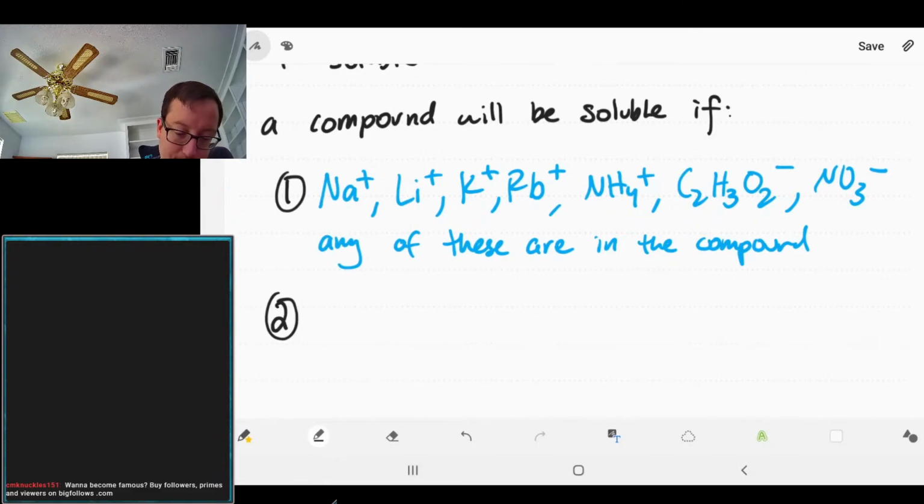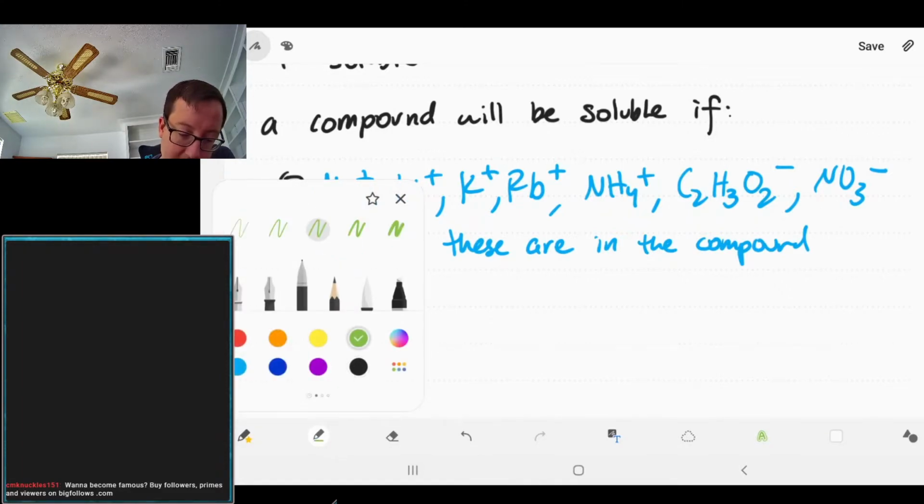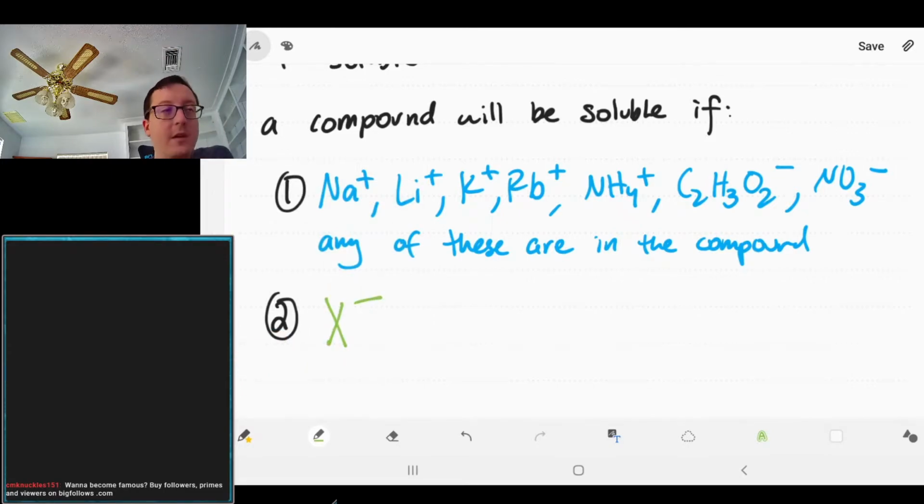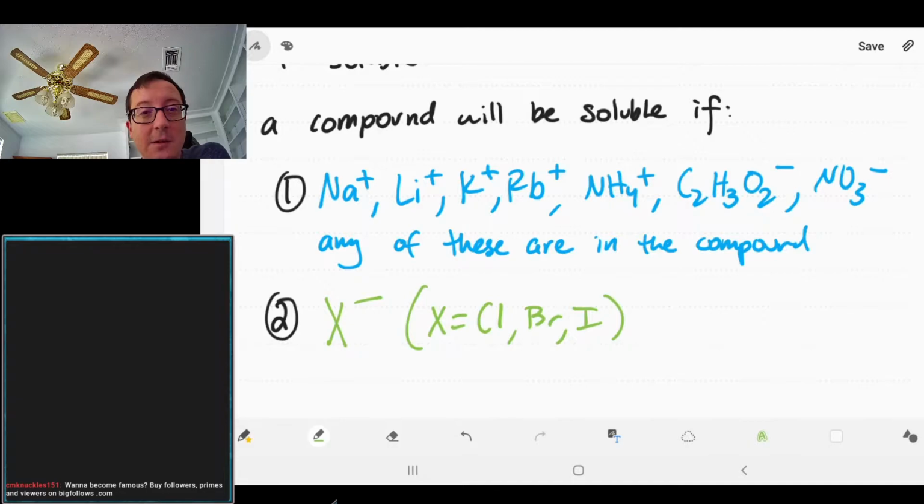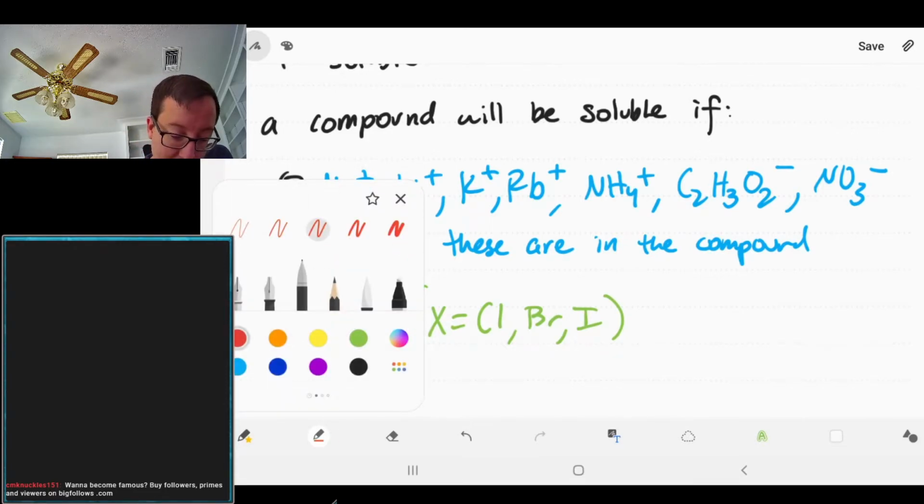Number two, if it has a halide, halides being non-fluorines, essentially. So halides, halogens that are ions, except fluorine. Fluorine does a few weird things, so we're just going to not worry about fluorine right now. But anything that has one of these halogen ions will be soluble with a few exceptions.